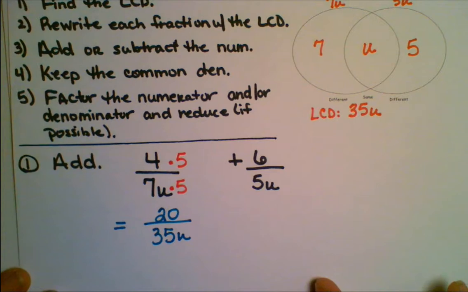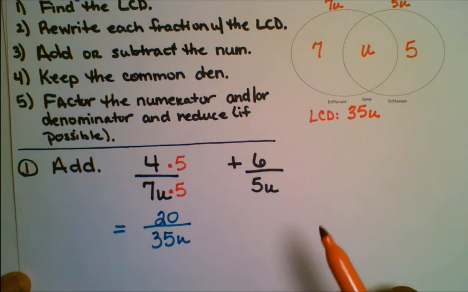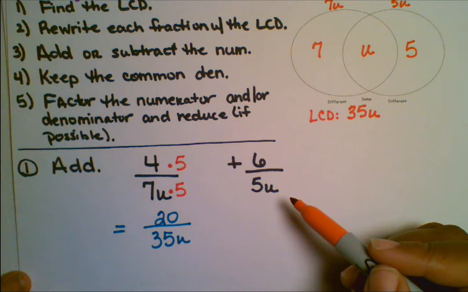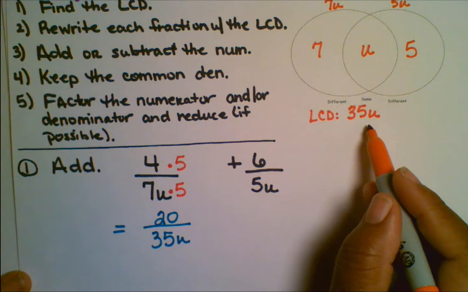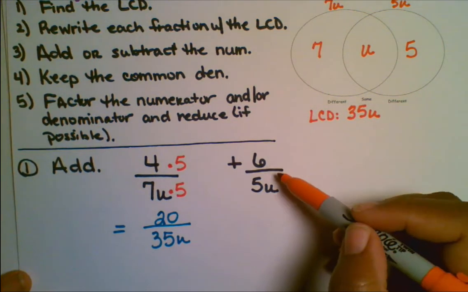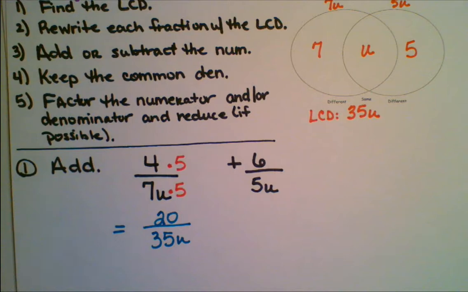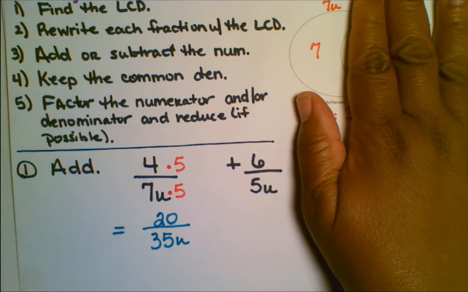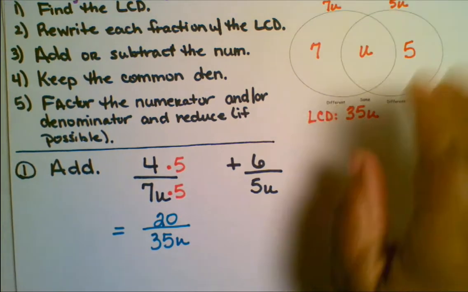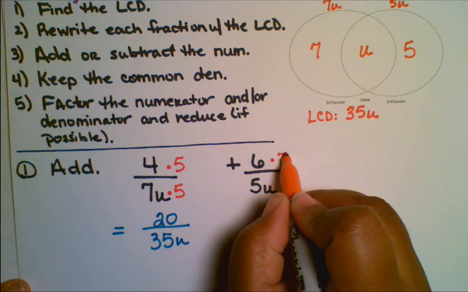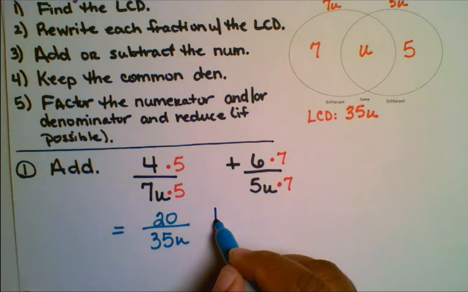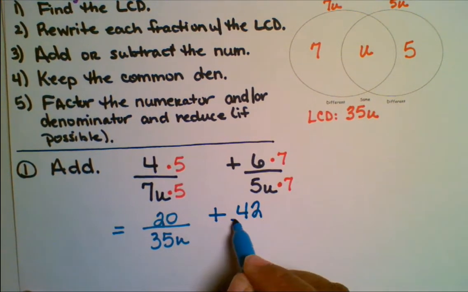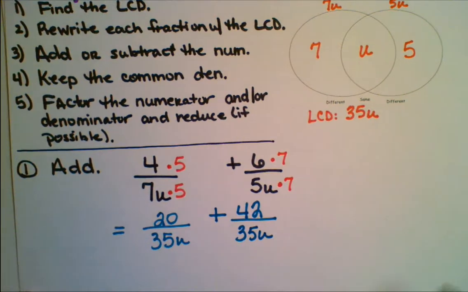That's what we want for our denominator. Now for the second fraction, we have 6 over 5u. We want to change this fraction to having a denominator of 35u. So what must we multiply 6 over 5u by? Well, let's cover up the 5 and the u. And what do you notice that's remaining in the Venn diagram? A 7. So we're going to multiply the numerator and denominator by 7. And we have here 42 over 35u.